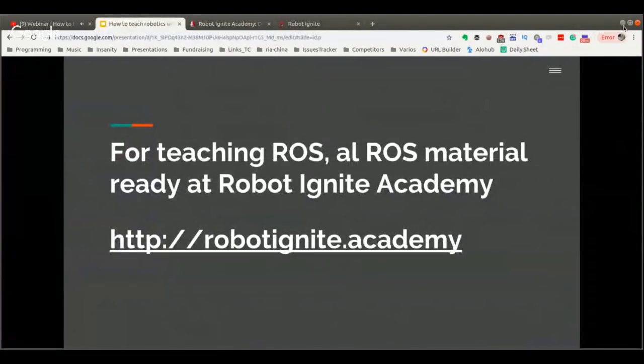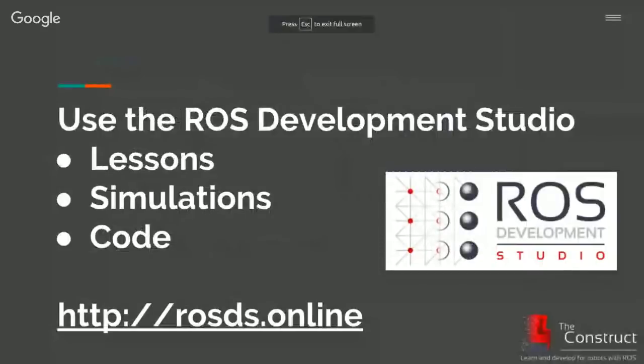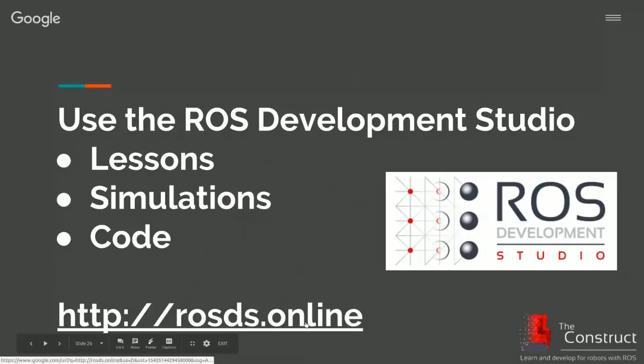So let me continue here. So that's for the case of ROS and ROS-related subjects that you want to teach. And then also for these special classes where you have to teach about theory and combine this with ROS lessons, and you would like to build your own lessons, simulations and code, then in that case, I would like you to consider using the ROS Development Studio. That is something very similar to the Academy, but allows you to create your own lessons.